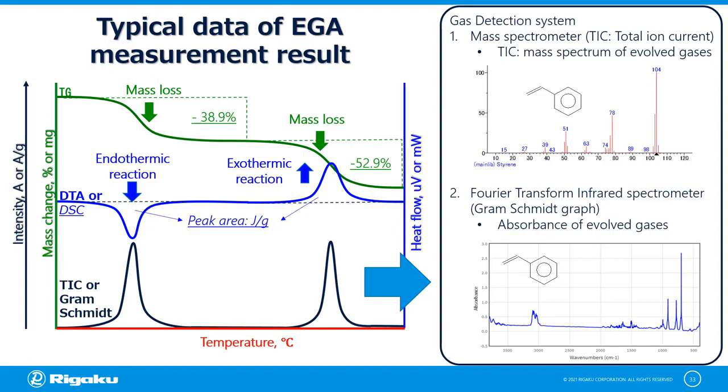We can extract the mass spectrum in each temperature and compare it with a database library for identification. If the gas detector is an FTIR system, the total amount of evolved gases as infrared absorbance is plotted against time or temperature on a graph called Gram-Schmidt. Here we can extract the absorbance spectrum in each temperature and compare it with a database library for identification.